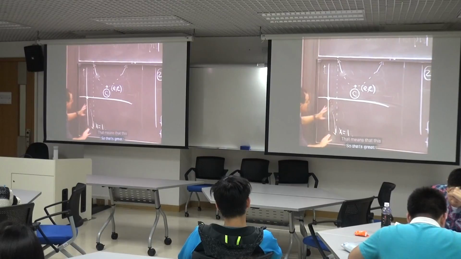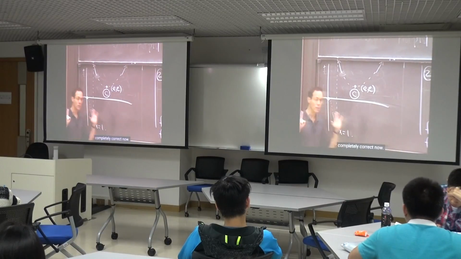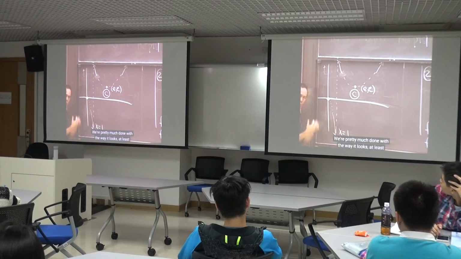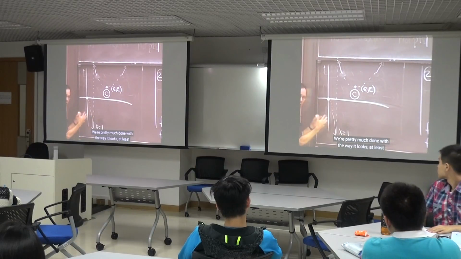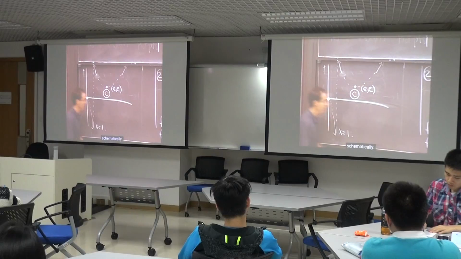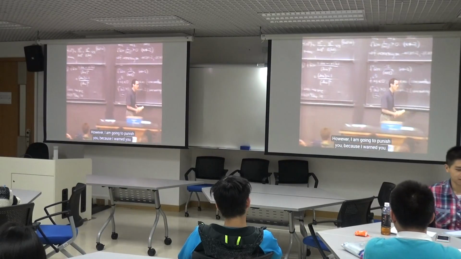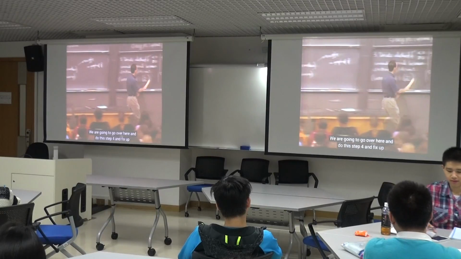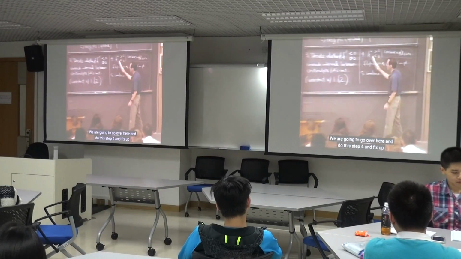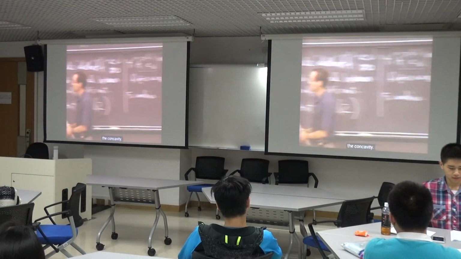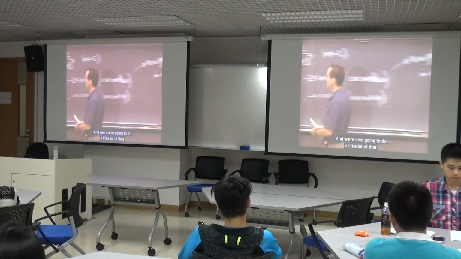So that's great. That means that this picture is almost completely correct now. And the rest is more or less decoration. We're pretty much done with the way it looks, at least schematically. Okay, however, I am going to punish you. As I warned you, we are going to go over here and do this step 4 and fix up the concavity. Okay? And we're also going to do a little bit of that double checking.